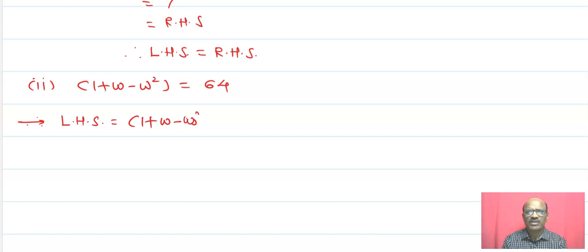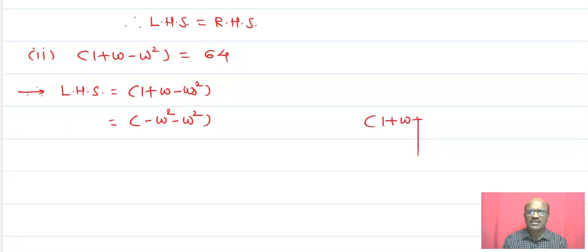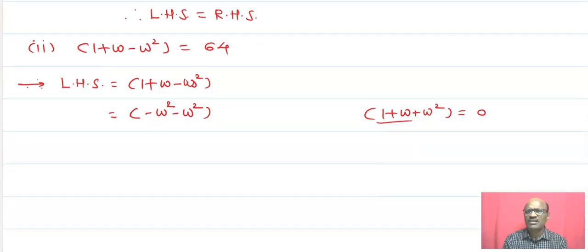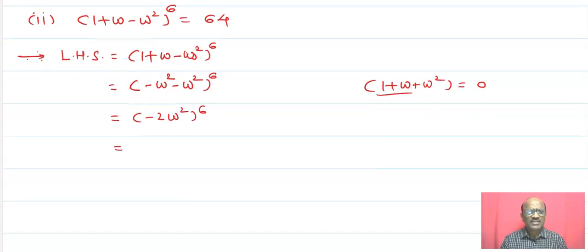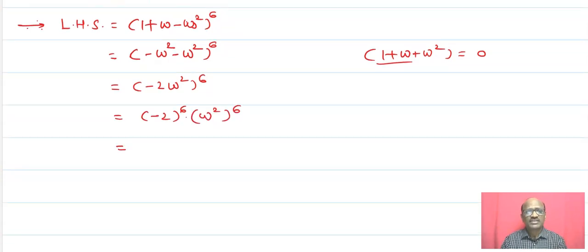In the next example, 1 plus omega minus omega square whole raised to 6 is equal to 64, and therefore now consider again the LHS. 1 plus omega minus omega square. Now, 1 plus omega means minus omega square, because 1 plus omega plus omega square is equal to 0. Now substituting the value of 1 plus omega, that is minus omega square, and minus omega square, that becomes minus 2 omega square, bracket raised to 6. That is minus 2 raised to 6 and omega square bracket raised to 6.